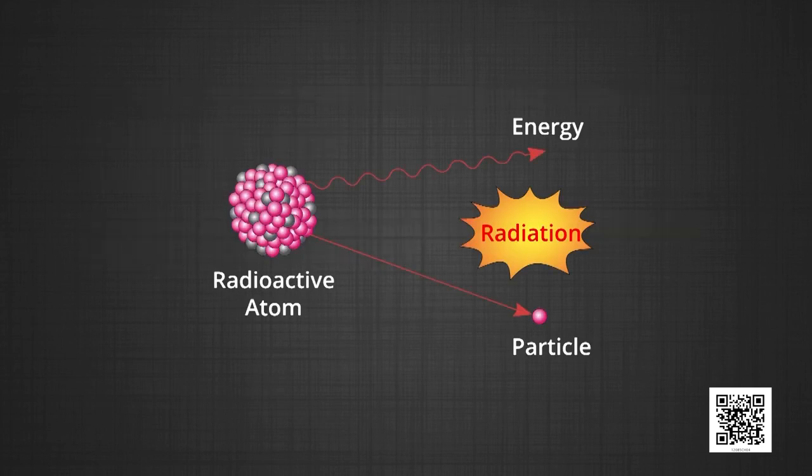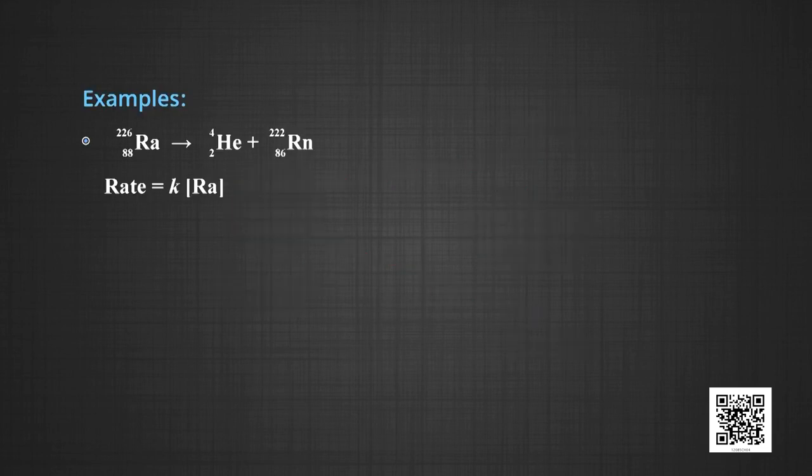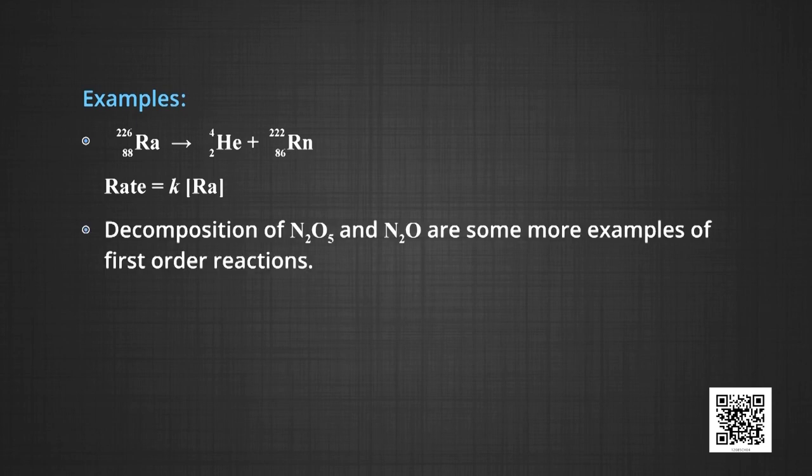A radioactive reaction is given in front of you. Radium is changing into helium and radon. Rate equals k[radium]. Another example, decomposition of N2O5 and N2O. Some more examples for the first order reactions.